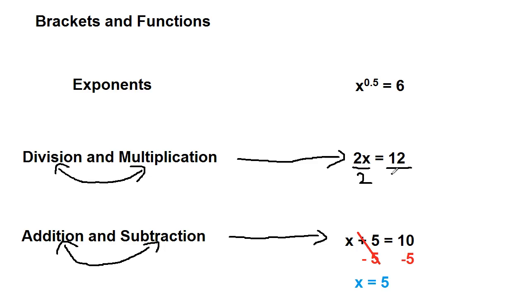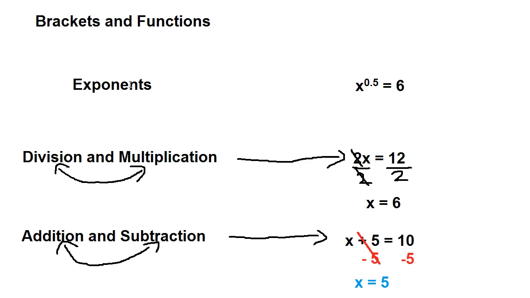And it's important here that you divide everything by 2. Now, just like with addition and subtraction, a multiplication of 2 and a division of 2 are going to cancel each other out. So on the left-hand side, this is just going to leave you with x. And on the right-hand side, 12 divided by 2 is just 6.